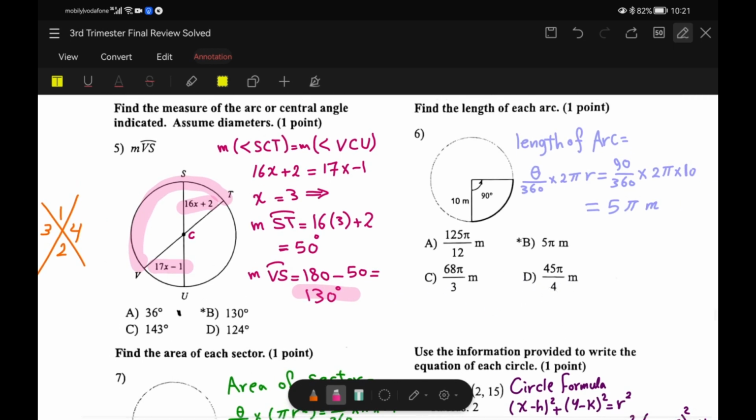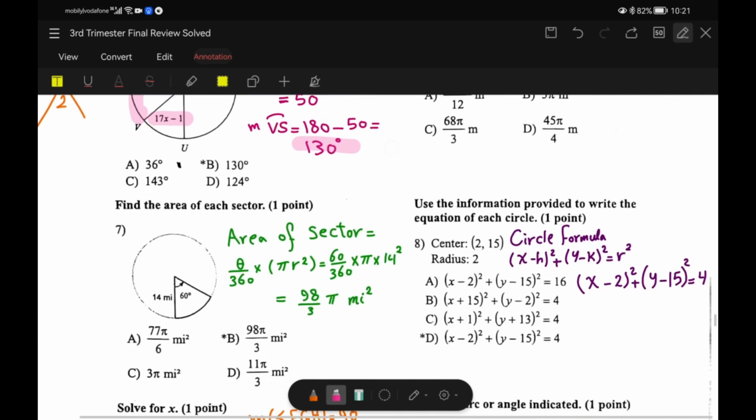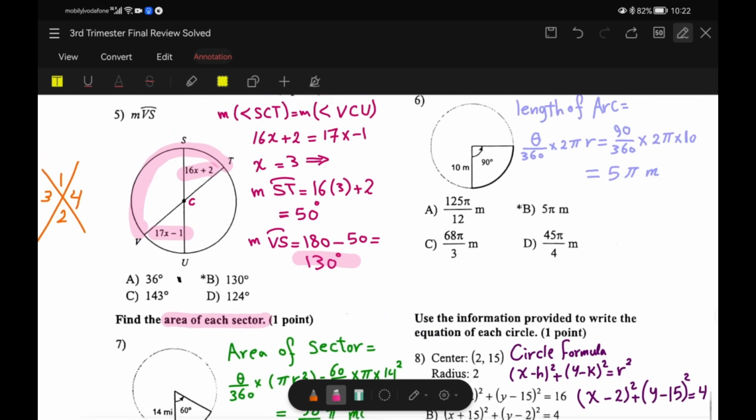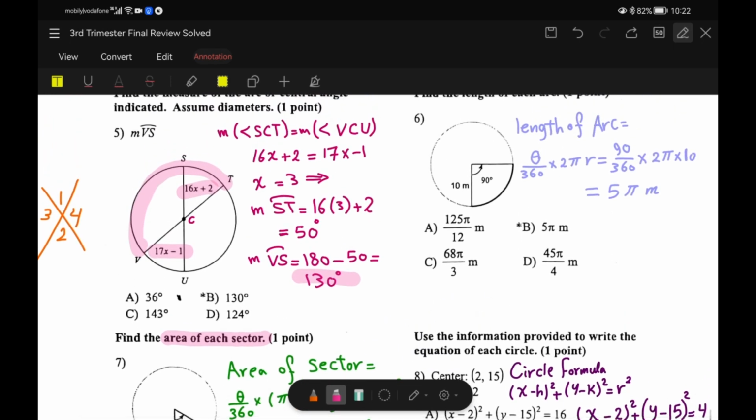Number 6. Find the length of the arc. To find the length of any arc, we use this rule: theta over 360 times 2 pi r. I want you to distinguish between these two close rules. We have two rules that are very close to each other: the rule for finding the length of an arc and the rule for finding the circular sector area. How do we find the difference between them?